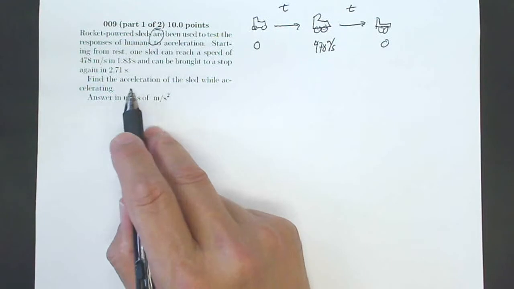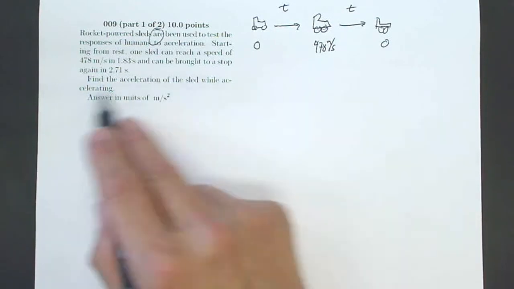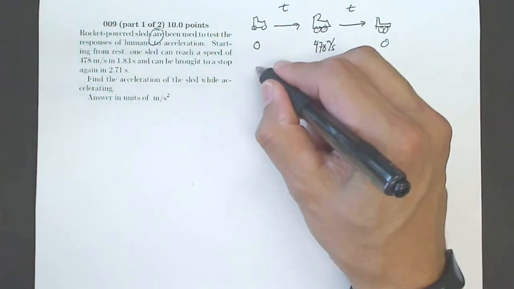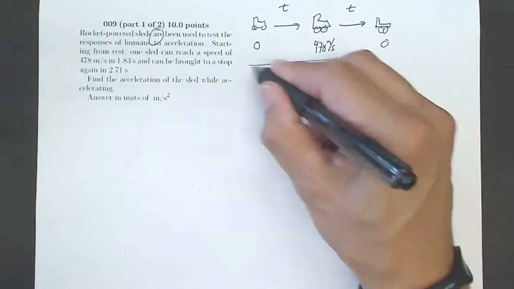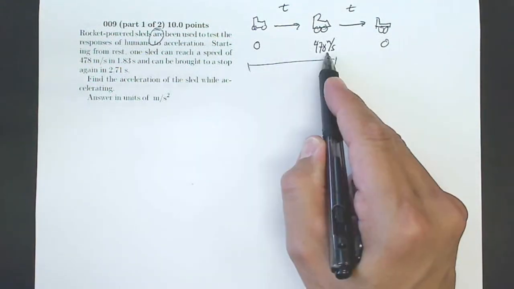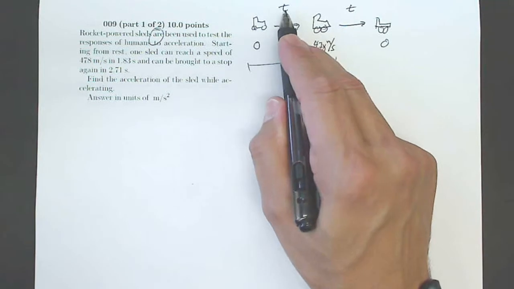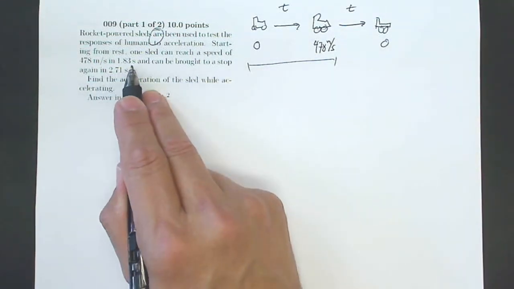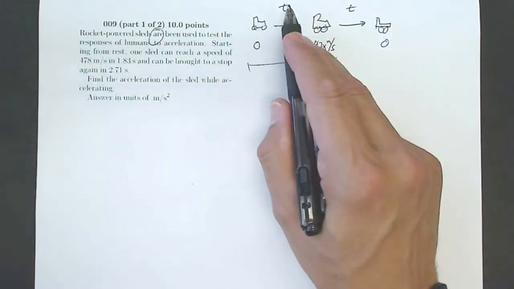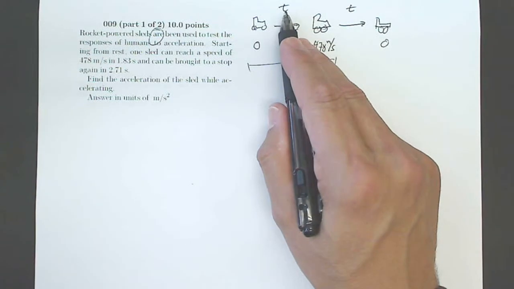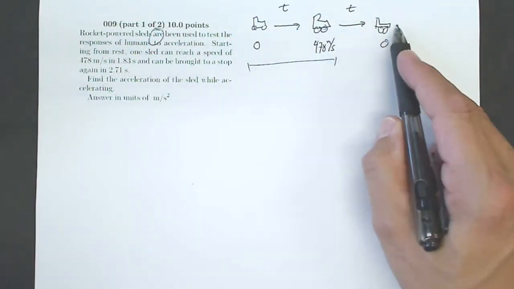So when this is saying find the acceleration while accelerating, I'm really interested in this part of the problem, from 0 to 478. So I'm going to need this first time. It takes 1.83 seconds to get to that speed. So that's the first time. How much do you want to bet part 2 is going to be asking about this?